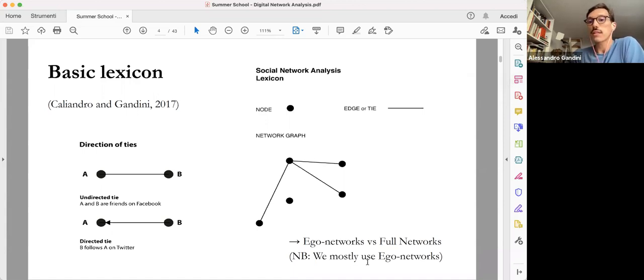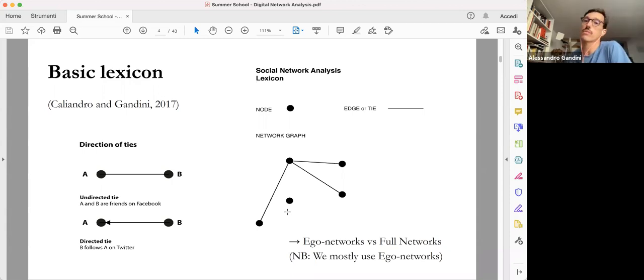Also something important to keep in mind is that we have, generally speaking, two types of networks that we are looking at. Usually we can look at ego networks, which means networks that derive from the properties or the relations that an individual user has in contact, in a particular context, with others. Ego networks are those that derive from an individual user, or full networks.